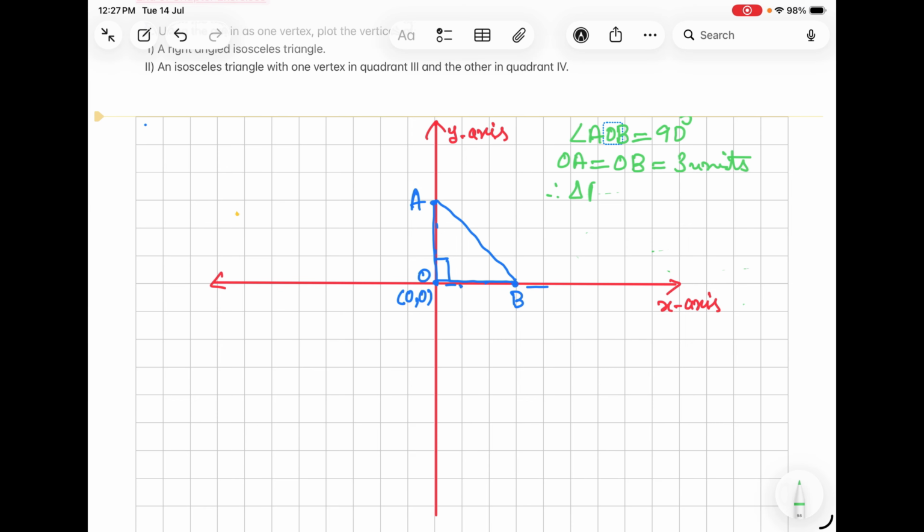Therefore, triangle AOB is a right angle isosceles triangle.